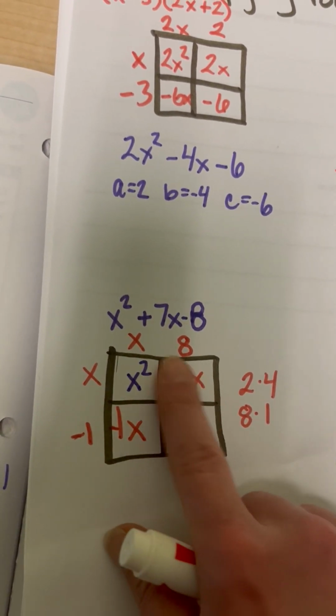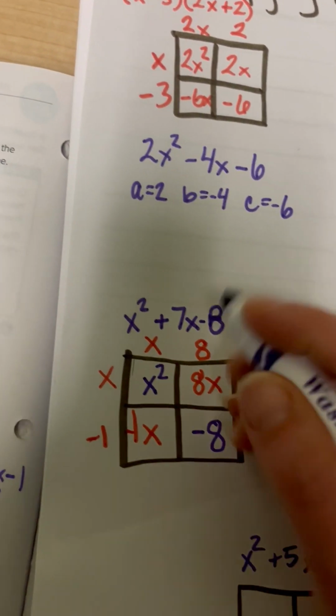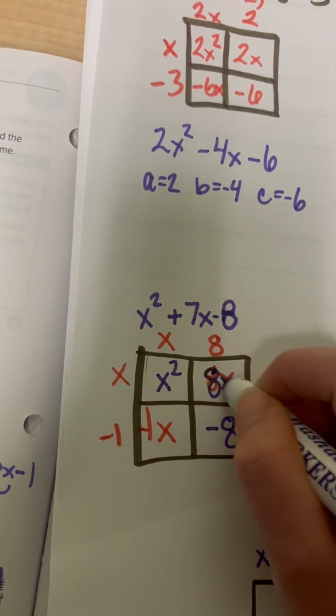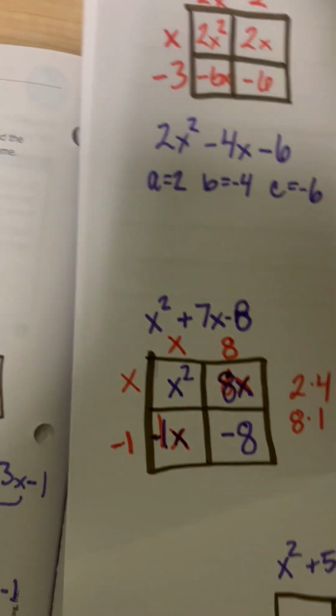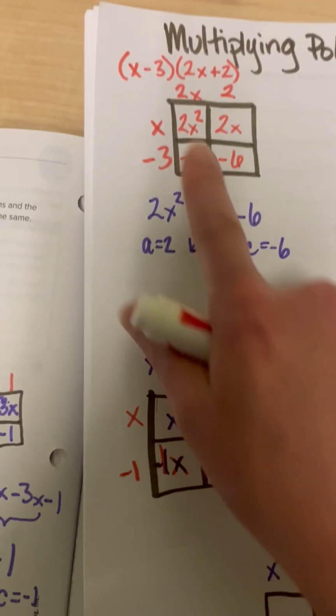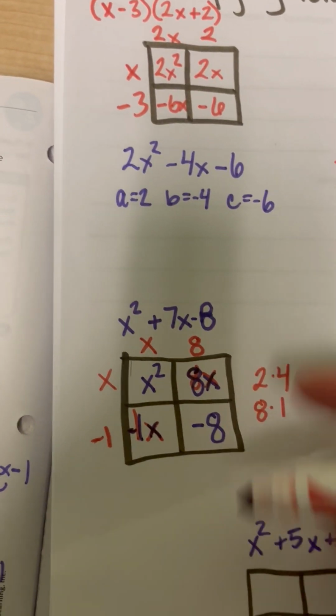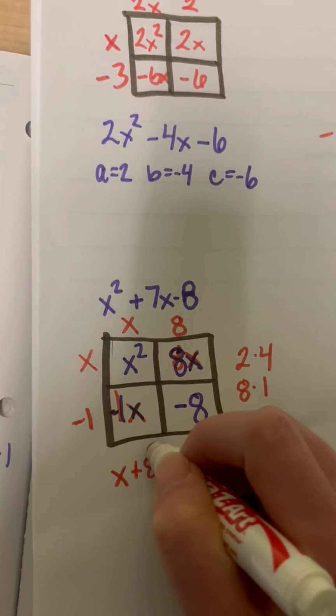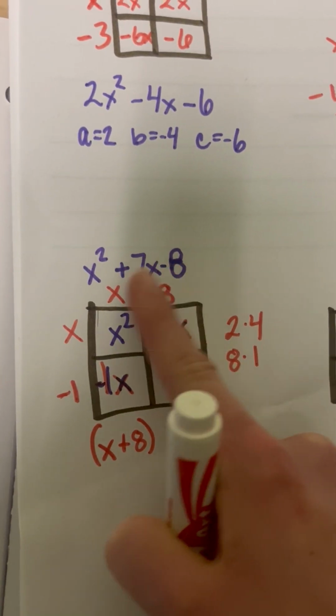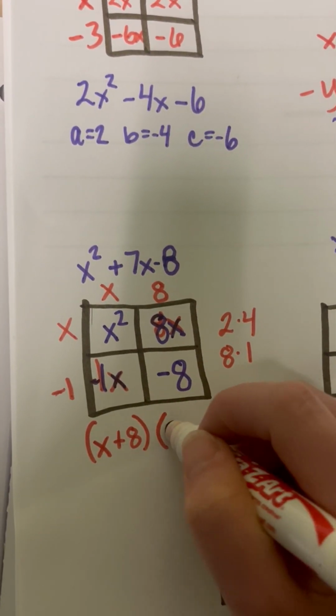Now that we have everything on the inside, and I guess I should have written this in purple because these are our answers, negative 1x. We have our answer. Our original polynomials to get us this solution are an x and a positive 8 as one of our factors, and then the second factor is x minus 1.